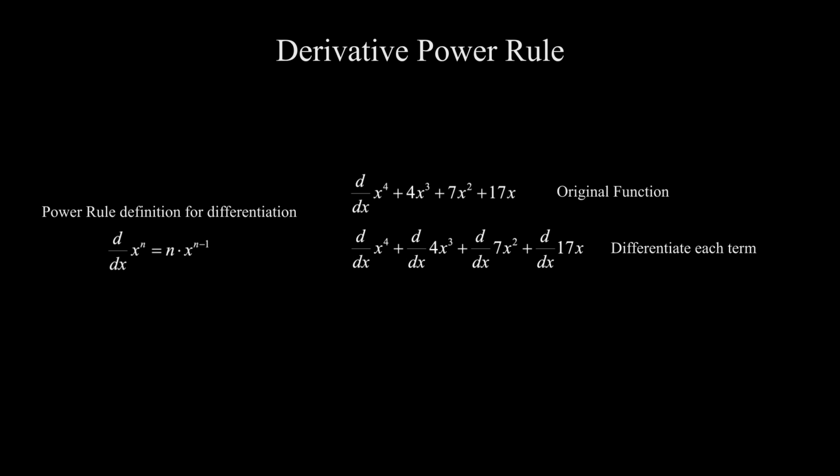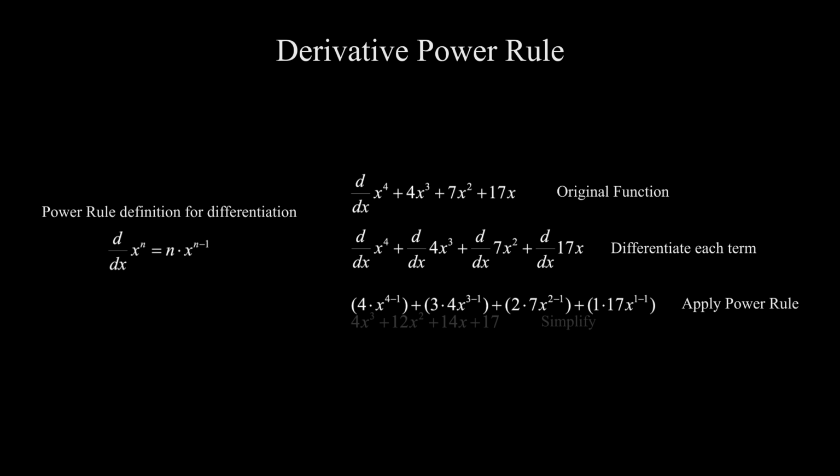So for x to the 4th, it would be 4 times x to the 4 minus 1, which would be 4x cubed, because you would subtract 1 from the exponent. You would do that for each term until you're left with 4x cubed plus 12x squared plus 14x plus 17, which is the derivative of the original function.